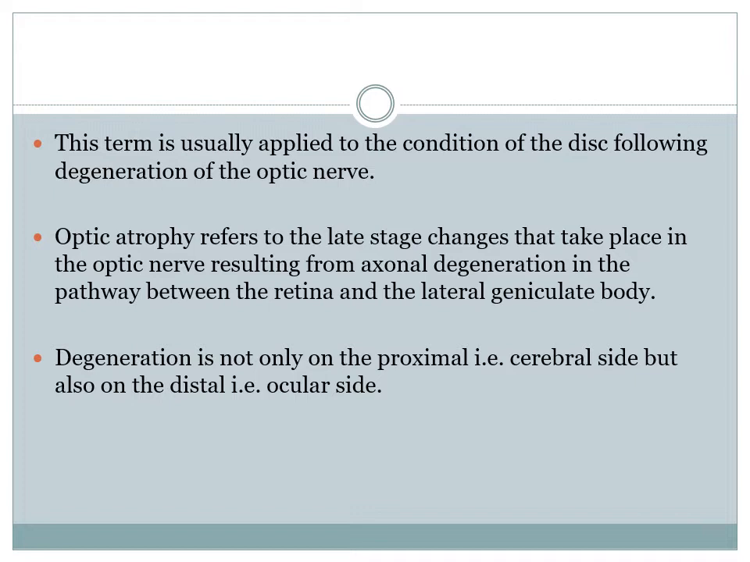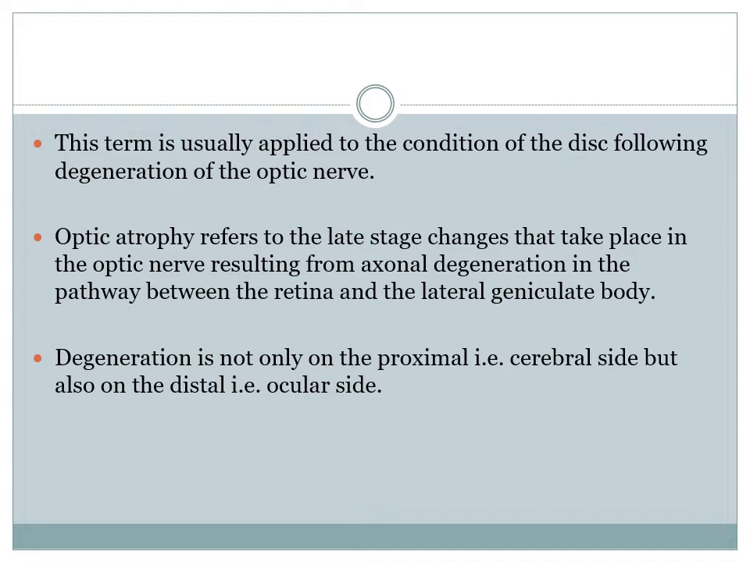Now, this degeneration can be proximal, that is towards the cerebral side, that is towards the lateral geniculate body, or it can be on the distal side, that is on the ocular side. So the pathology can be on the ocular side, that is in the retina itself. For example, retinitis pigmentosa. The lesion is in the retina itself, that is distal ocular side. Ultimately, there will be optic atrophy in retinitis pigmentosa.